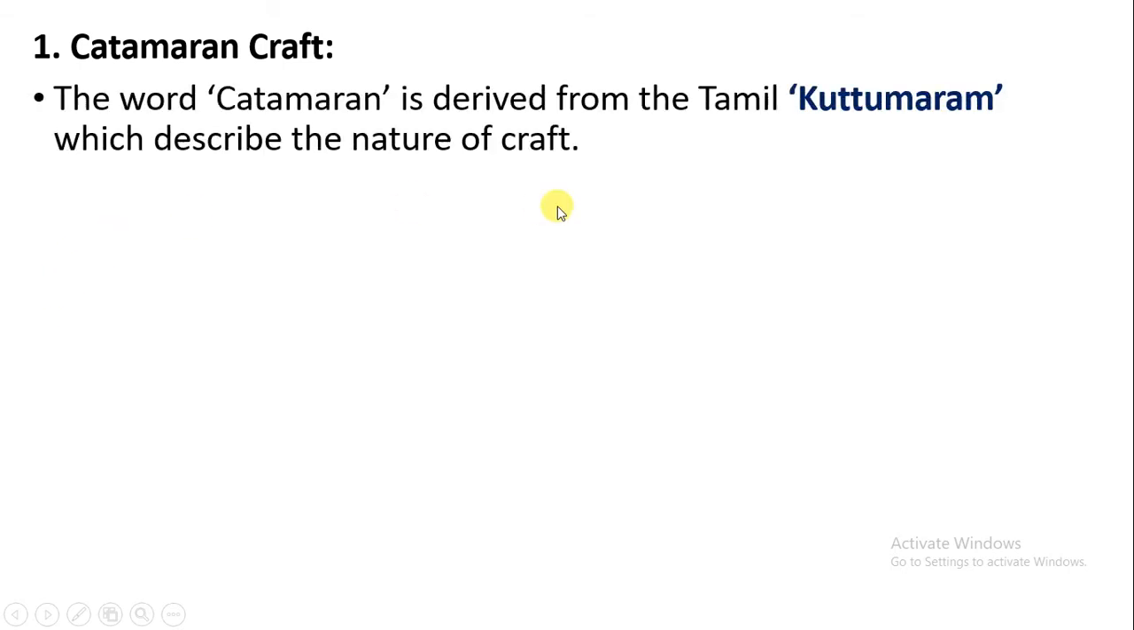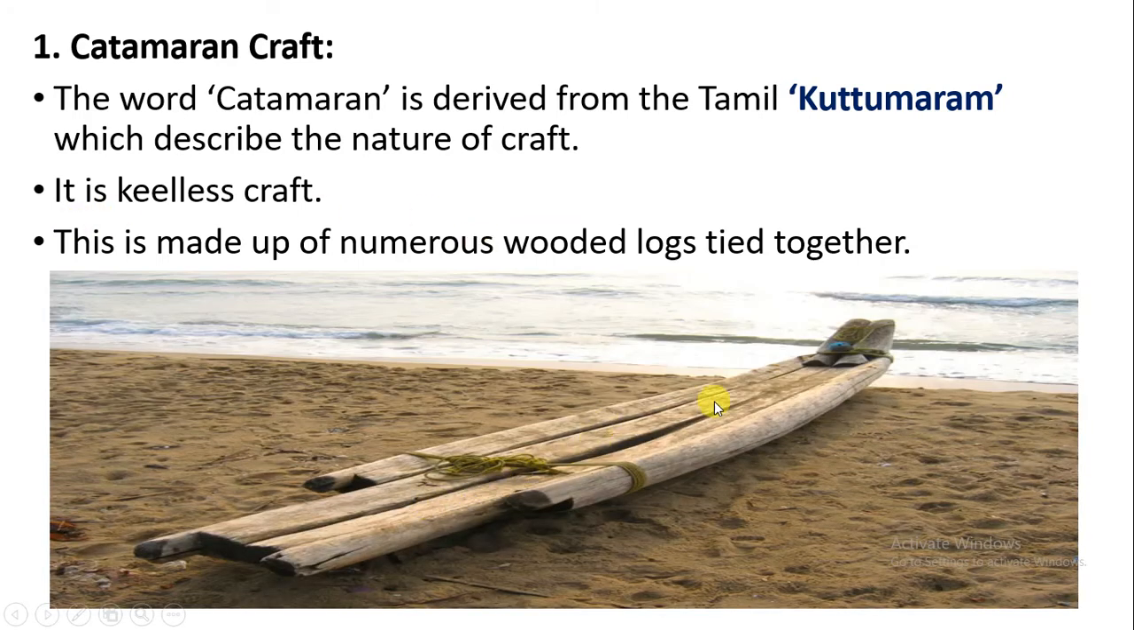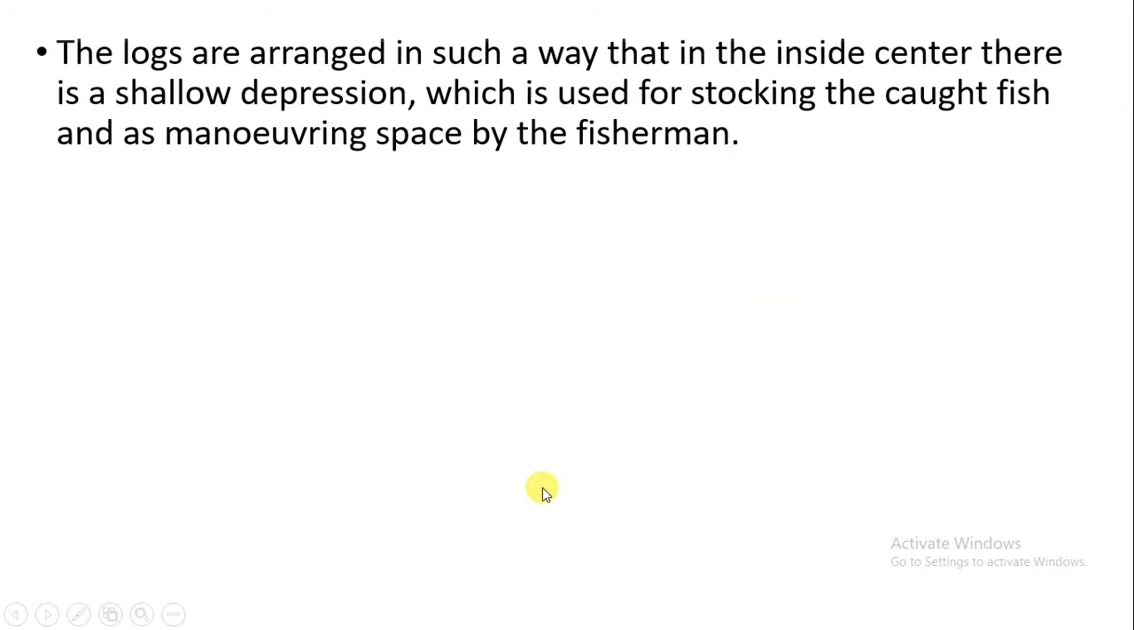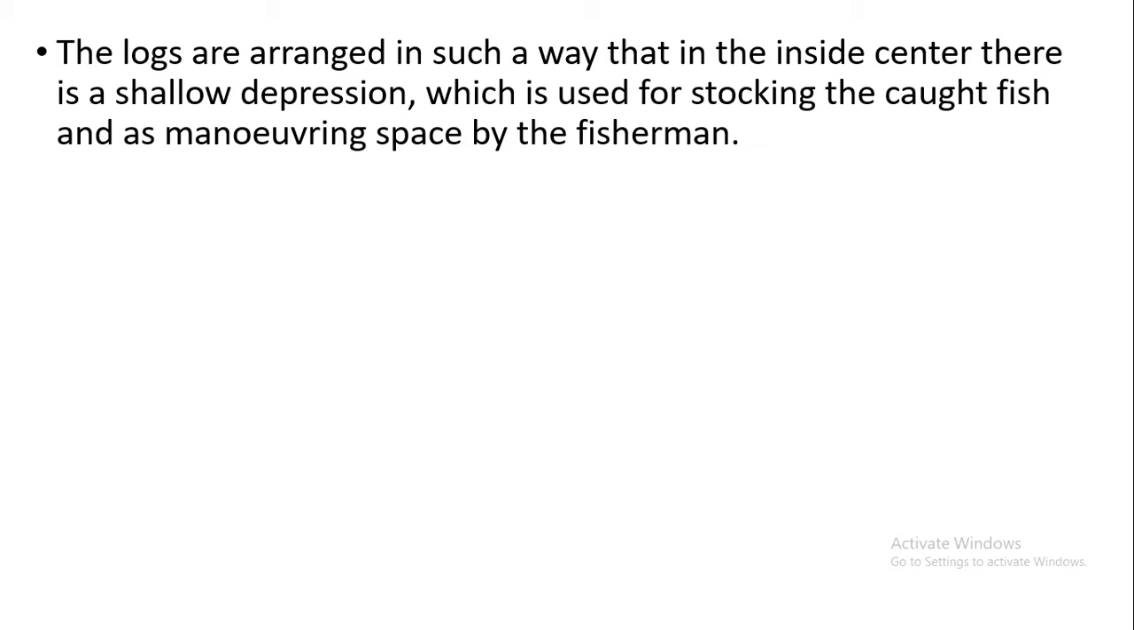When we study about the craft or a boat, the very first boat we are going to study is the catamaran. The word catamaran is derived from the Tamil word kattumaram. It tells us the nature of the craft. First of all, it is keelless, the backbone of the ship is absent. It is made up of numerous wooden logs tied together. These logs are arranged in such a way that inside the center there is a shallow depression, which is used to stock the caught fish, and also a space for the fishermen so that they can move the boat in a very careful manner.